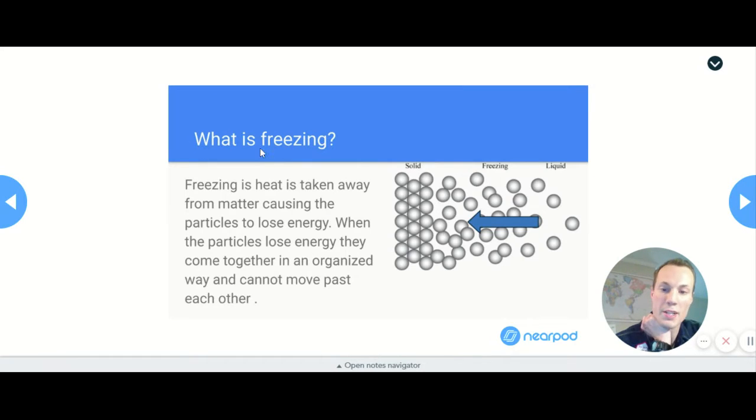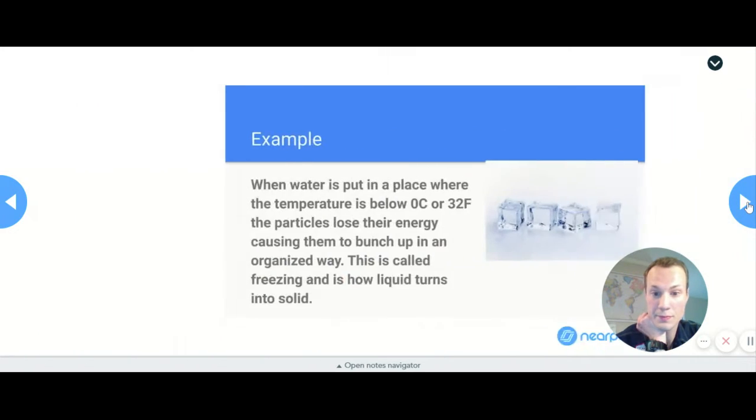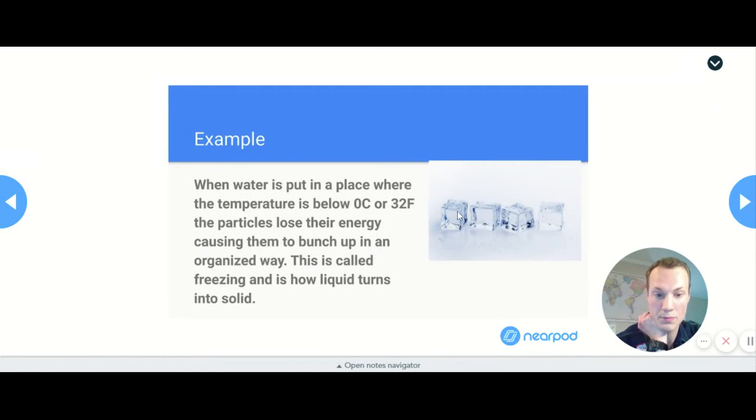Starting off, what is freezing? So you'll read about what is freezing. You can see a picture right here. Liquid, the particles are starting to come closer together, turning into a solid. Freezing. Read. Example: ice cubes.